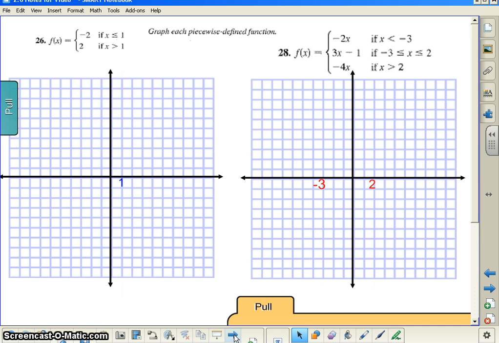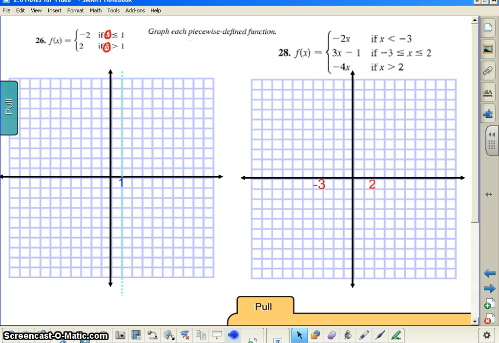On this page here, graph each piecewise function. Let's look at number 26. We have a couple of restrictions. First of all, x has to be less than or equal to 1. And the other restriction is x is greater than 1. So on the graph, if you will draw a very light line there to show where your boundaries are, it'd be easy to graph.